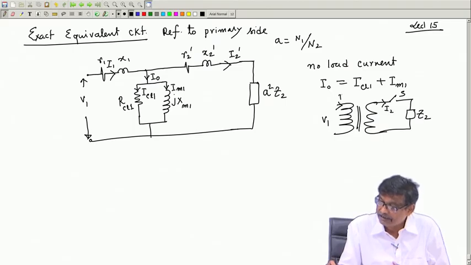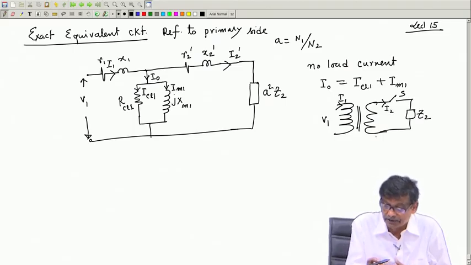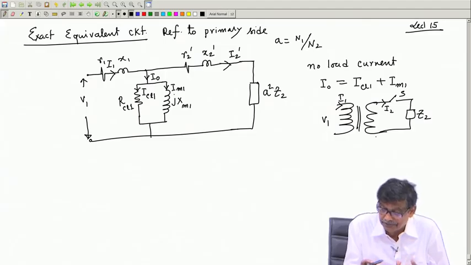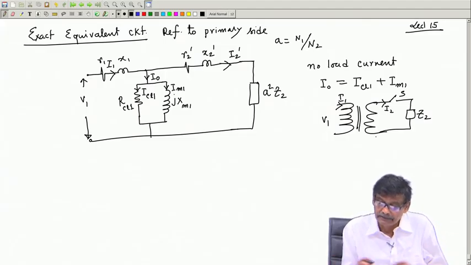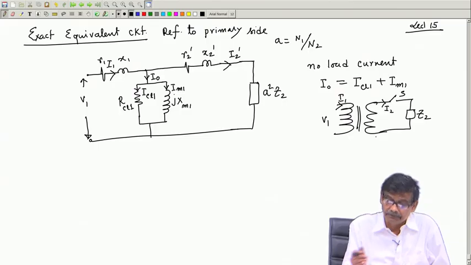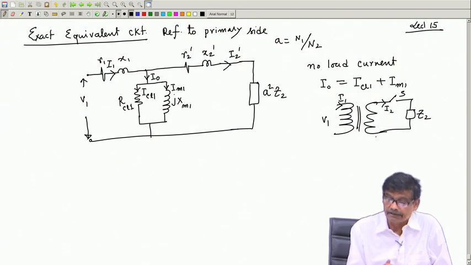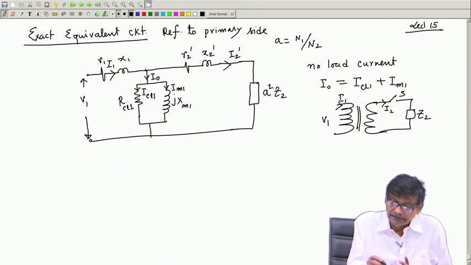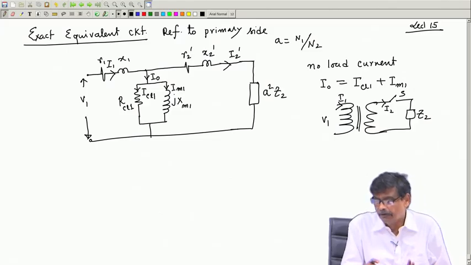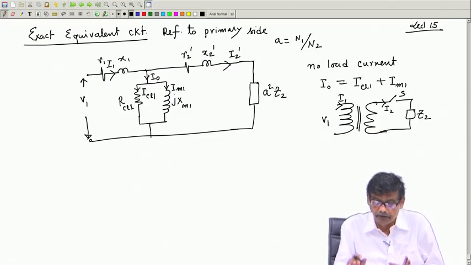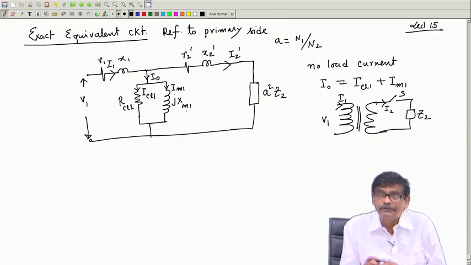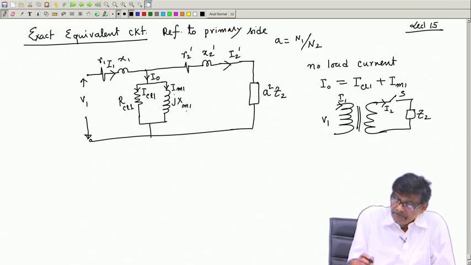In a practical transformer, this is what you will observe. You cannot separately see these branches. It is our logic which brought us here. It must be something. We are modeling this practical transformer into an equivalent circuit. Okay. So, what are the things? R1, X1 should be small, R2 dashed, X2 dashed should be small, but RCL, Xm should be high.